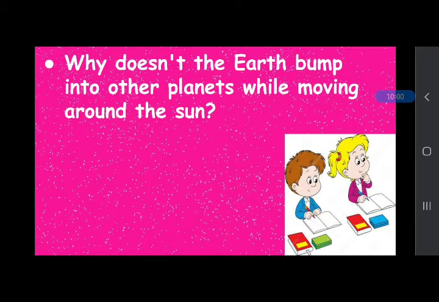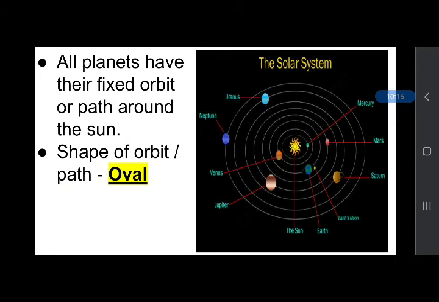Next question. Why does the Earth not bump into other planets while moving around the Sun? What's your answer? We have discussed it in the previous class. The Earth does not bump into other planets because its path or orbit around the Sun is fixed. The other planets also have a fixed orbit, therefore they don't bump into each other.